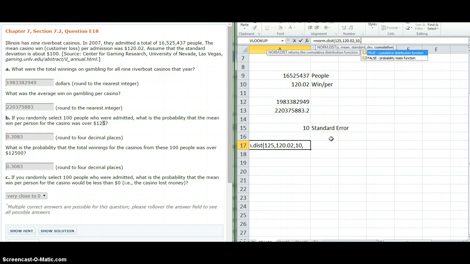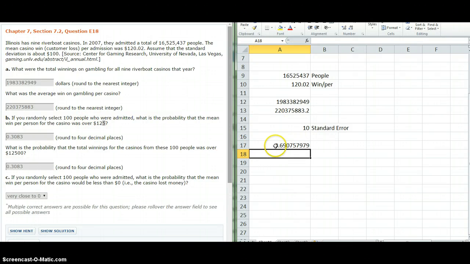And then cumulative, I do want cumulative because this is giving me all the values up until that cutoff point of 125. And when I press enter, it gives me 69% roughly. Notice that this is far off the answer given of 0.30. So what's going on here? This is the percentage of people that have up to or less than this 125.